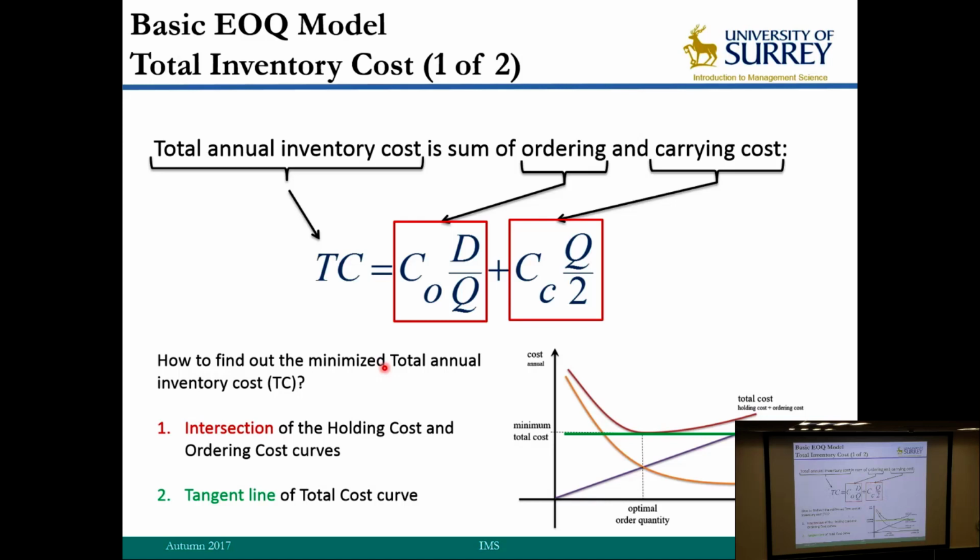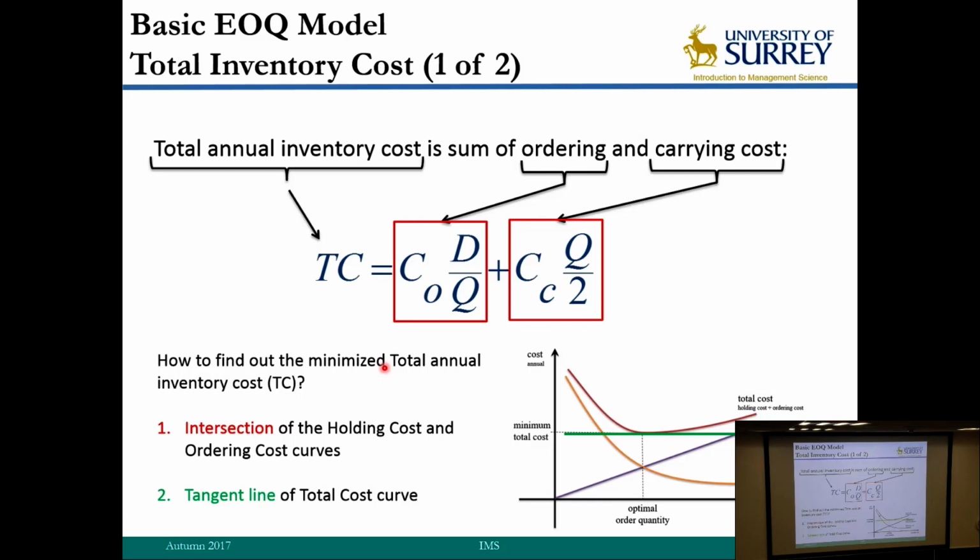Looking at this figure, apparently we have two ways to find the minimal point. The first one is the intersection, in here. The intersection is the optimal one, because after that the holding costs will be increasing a lot, so the total cost will also be increasing. And before that, the ordering cost will be pretty huge. So this is going to be the intersection of the two curves. This is one way we could find the intersection of these two curves.